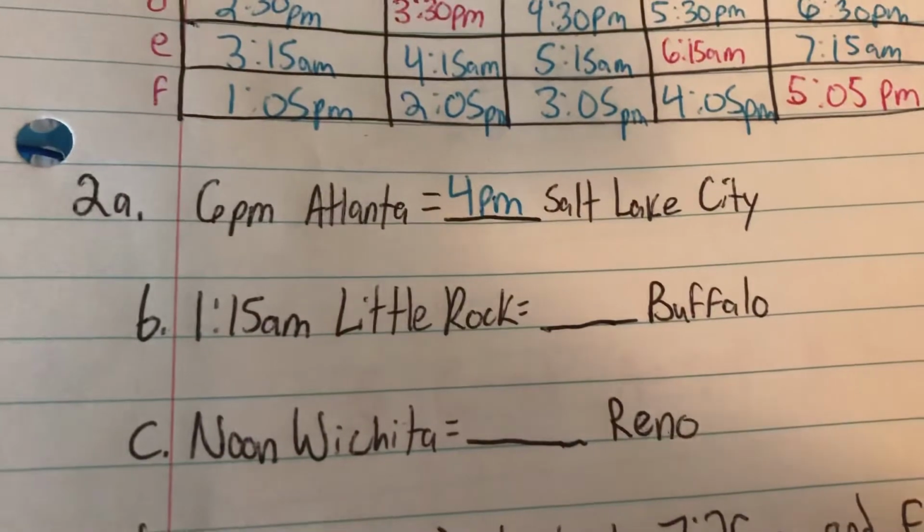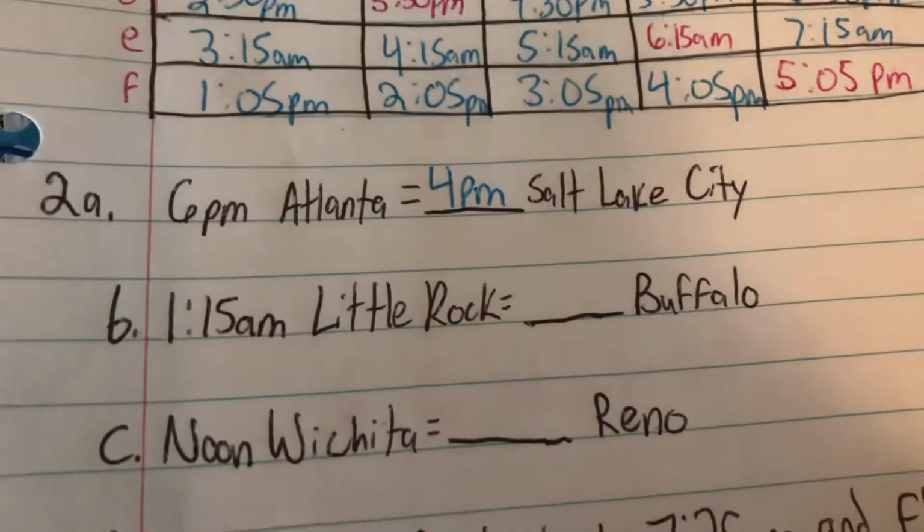Okay, B, 1:15 a.m. in Little Rock. It wants to know what time it is in Buffalo.